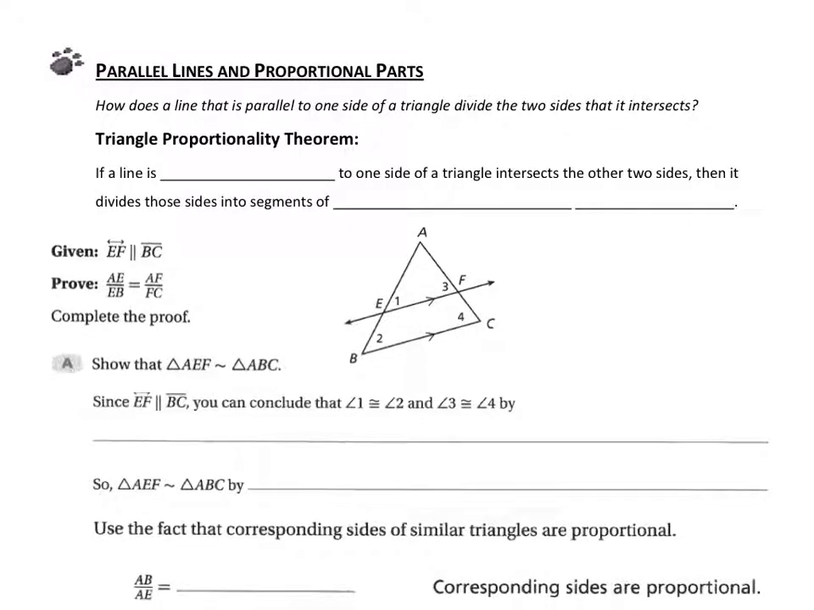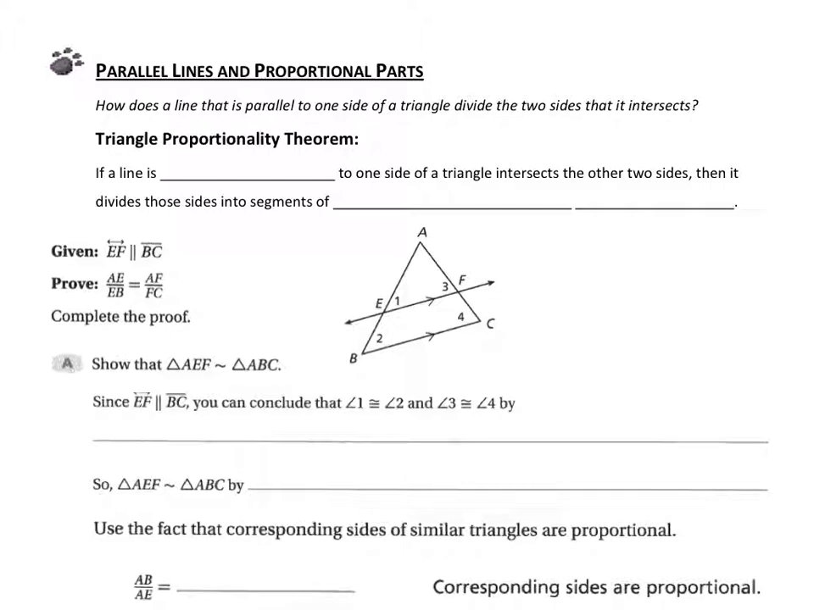Okay, today's lesson we're looking at parallel lines and proportional parts. How does a line that is parallel to one side of a triangle divide the two sides that it intersects? We're going to look at that. There's a couple different things that we're going to look at. We're first going to look at a proof.